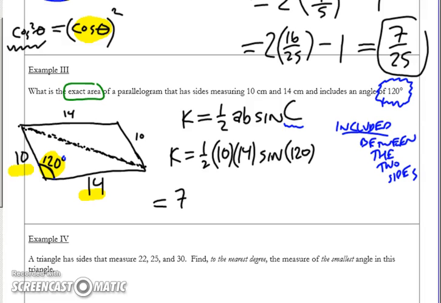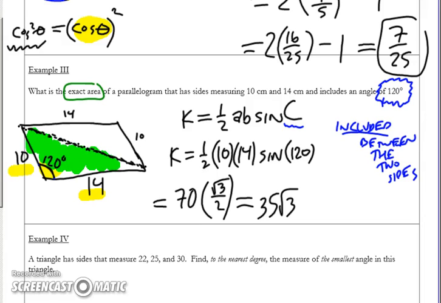So that's going to be 70 times the sine of 120. The sine of 120, thinking of your unit circle, 120 degrees is in quadrant 2. The sine is going to be positive in quadrant 2 because sine is your y. That sine value is positive radical 3 over 2. This ends up being 70 divided by 2 is 35 radical 3. But that is simply the area of the triangle we were working with.